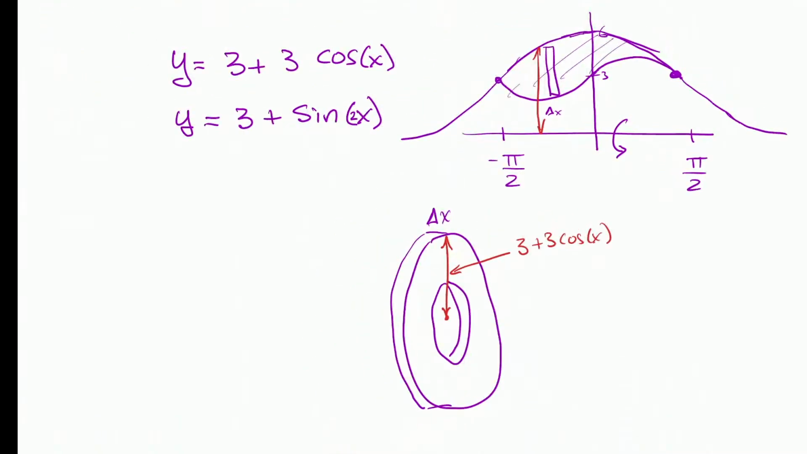Okay, let's see. What about the inner circle? This inner circle is the same as this curve, and that ends up being 3 plus sine of 2x.